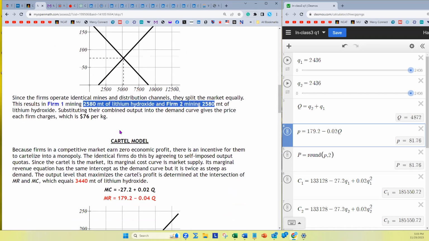Okay. Now in the cartel model, because the firms in a competitive market earn a zero economic profit over the long run, there's an incentive for them to cartelize into a monopoly.